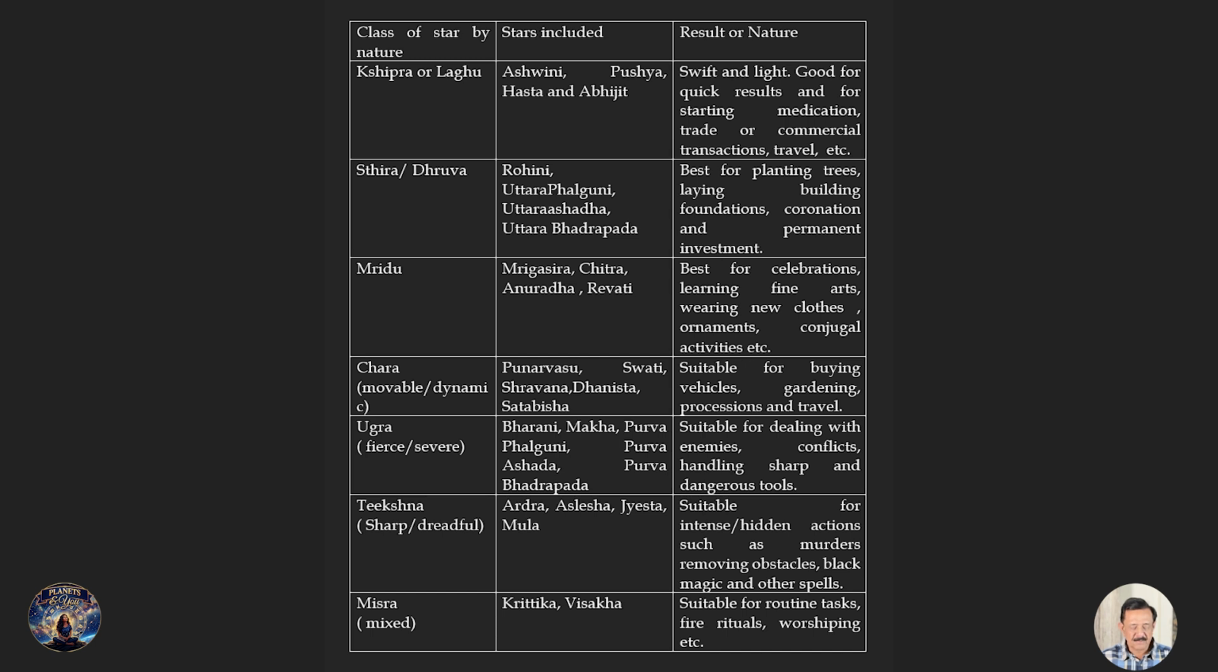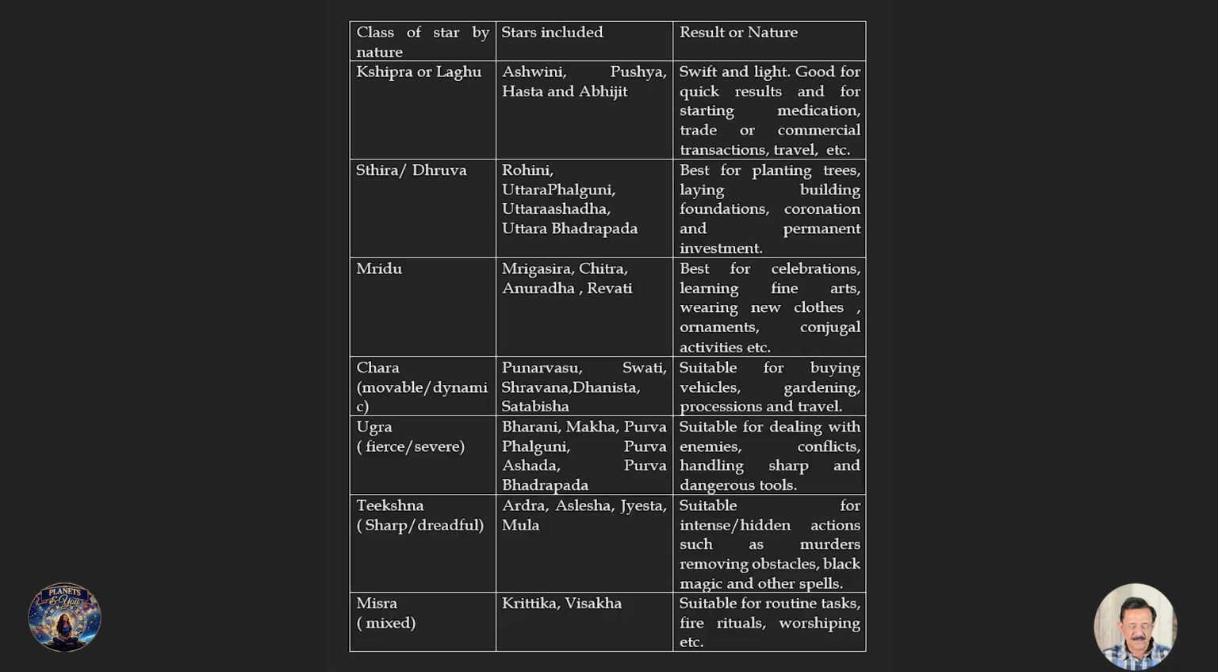Next category is Mridu nakshatras. These are Mrigasira, Chitta, Anuradha and Revati. These are best for celebrations, learning fine arts, wearing new clothes, ornaments, conjugal activities, etc. Following category is Chara or movable or dynamic nakshatras. These are Punarvasu, Swati, Shravana, Dhanishta and Satabhisha. Because these are Chara nakshatras, these are suitable for buying vehicles, gardening, processions and travel.